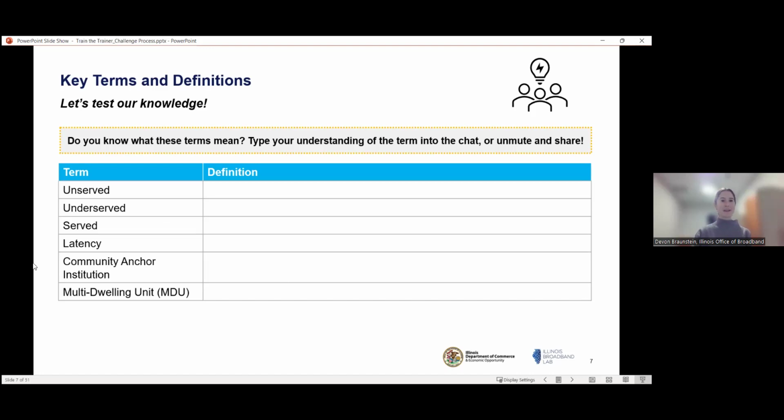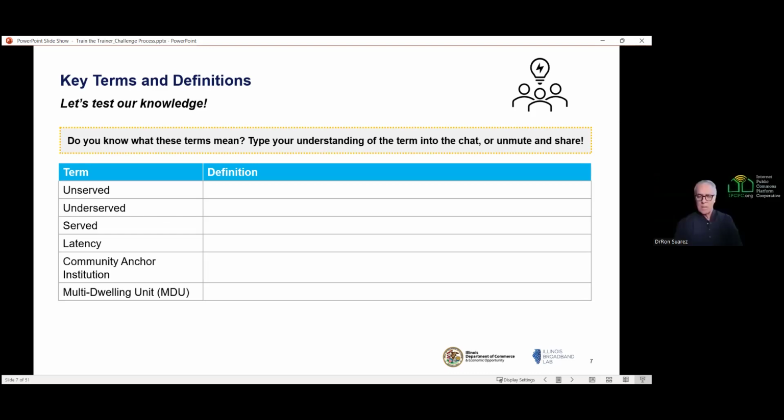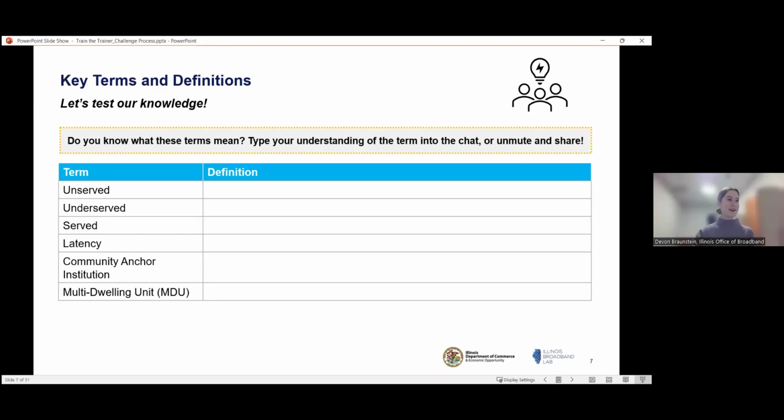That's awesome. How about underserved? Or if anyone wants to share the difference between underserved and served. I know there's a lot of nuance here. I have my own special definition of underserved. Only one ISP serves your location, and it's usually unaffordable. Thanks, Dr. Suarez. Does anyone know the technical definition of how underserved will be defined through the federal programs?